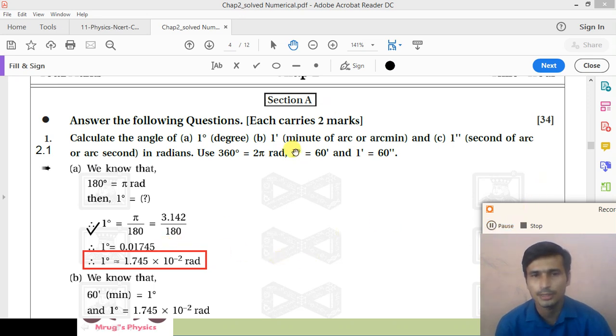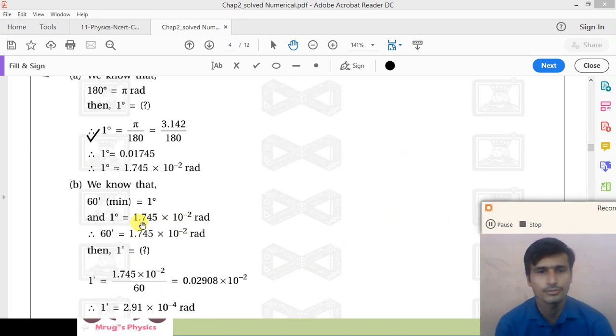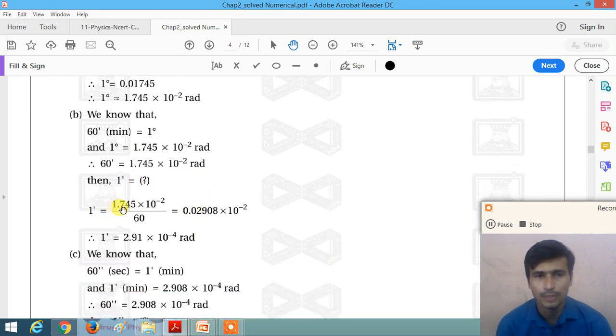Now, 1 minute is equal to how many radian? Dear student, we know that 60 minutes is equal to 1 degree, and 1 degree is equal to 1.745 into 10 raised to minus 2 radian. So we can write 60 minutes is equal to 1.745 into 10 raised to minus 2 radian. So 1 minute is equal to 1.745 into 10 raised to minus 2 divided by 60 radian.